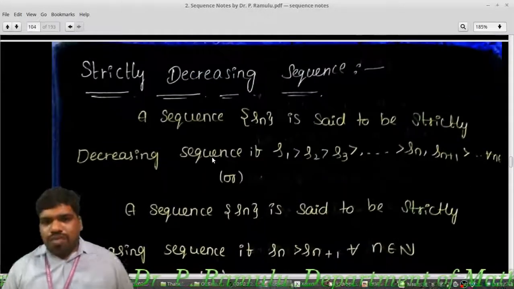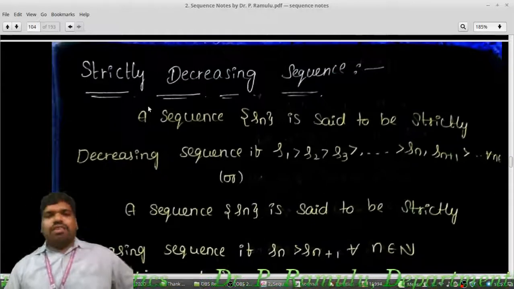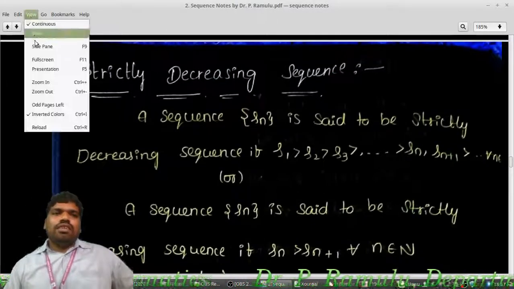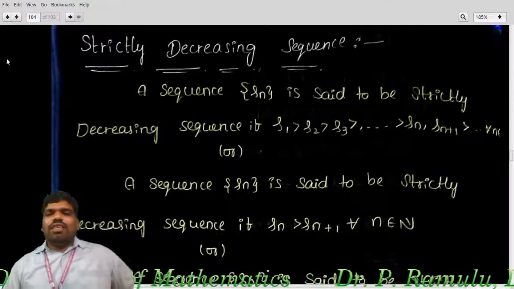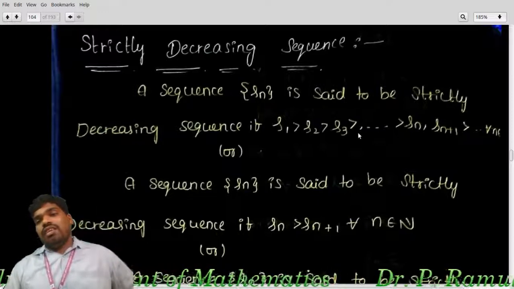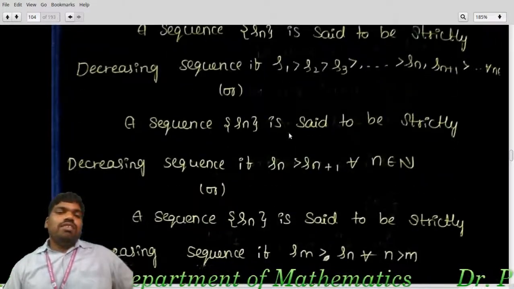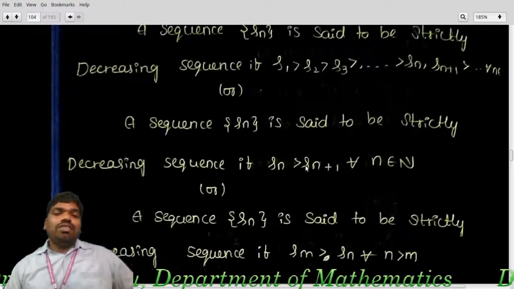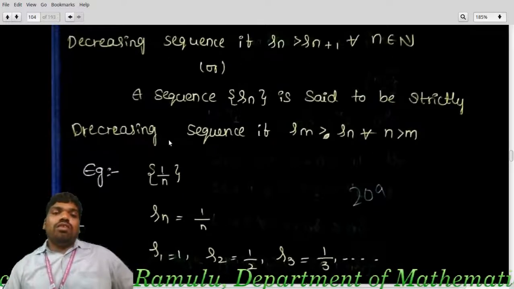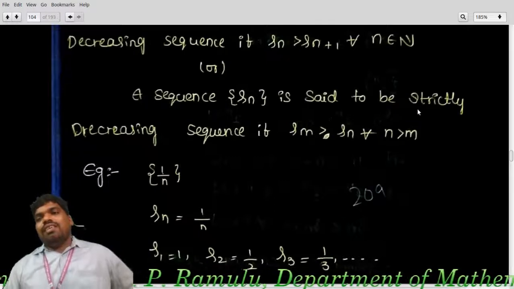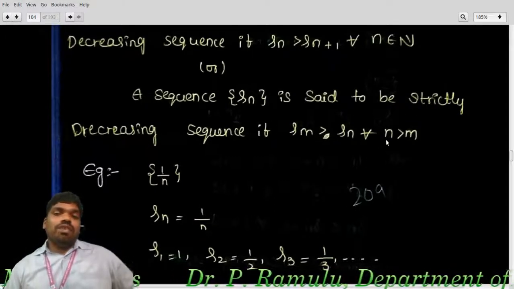Strictly decreasing sequence. Simply, you can write infra for greater than, you have strictly greater than here. A sequence Sn is said to be strictly decreasing if S1 > S2 > S3 > ... > Sn > Sn+1. Or a sequence Sn is said to be strictly decreasing if Sn > Sn+1 for all n belongs to N. Or a sequence Sn is said to be strictly decreasing if Sm > Sn for all n > m.